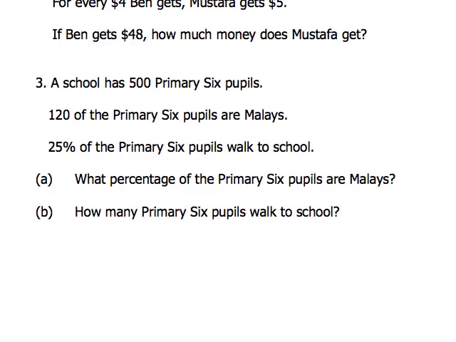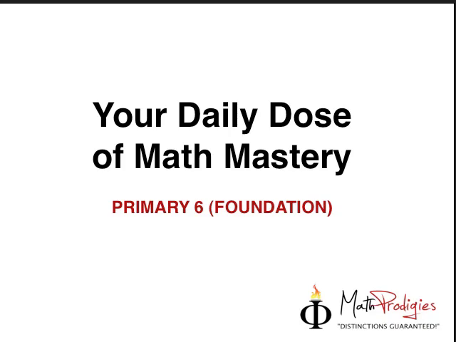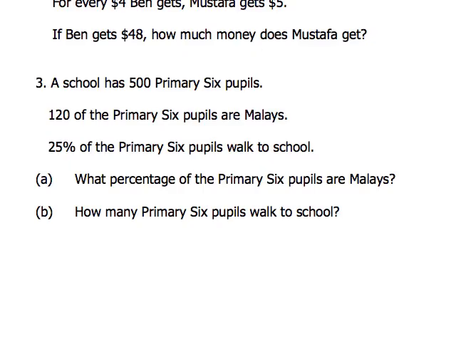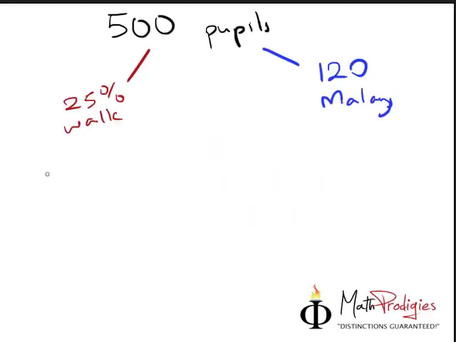So let's make this superbly obvious, okay? Now, there are 500 students. So let me just use a black pen marker over here. There are 500 pupils, okay? And out of those, how many are Malays? Let me use blue color here. 120 are Malays. And what else do we have? We know that 25% of these kids actually walk to school. Is that correct? Yes. Now, the question is, what percentage of the primary 6 pupils are Malays?